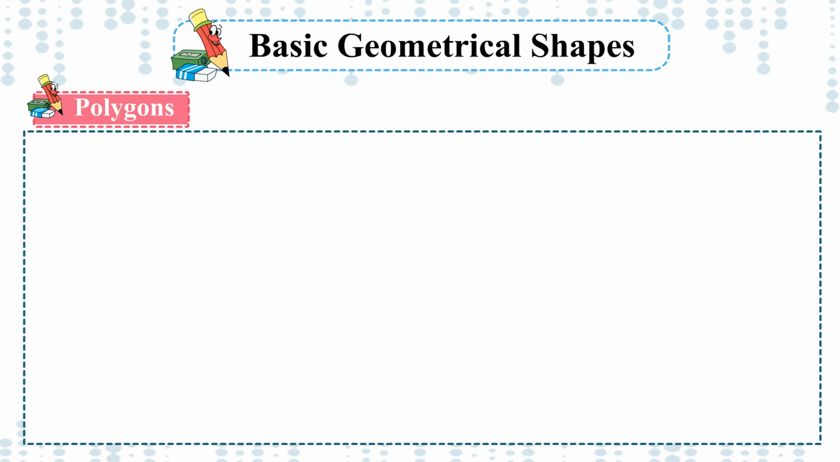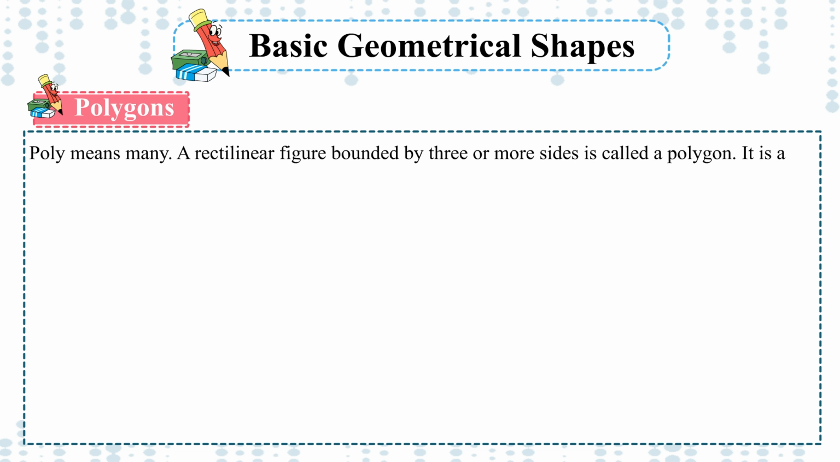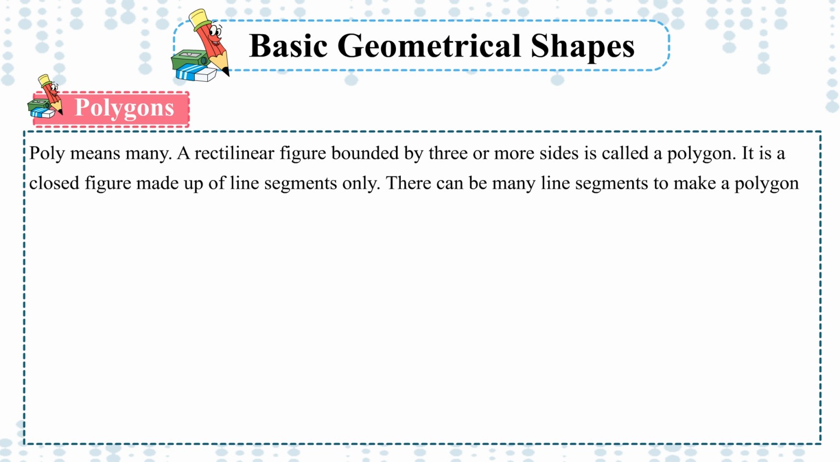Polygons. Poly means many. A rectilinear figure bounded by 3 or more sides is called a polygon. It is a closed figure made up of line segments only. There can be many line segments to make a polygon, but the minimum number required is 3 line segments.